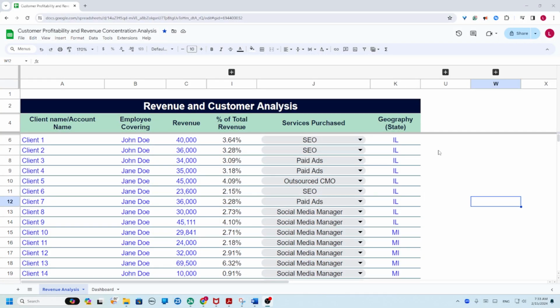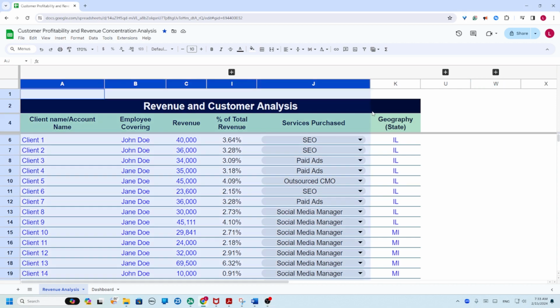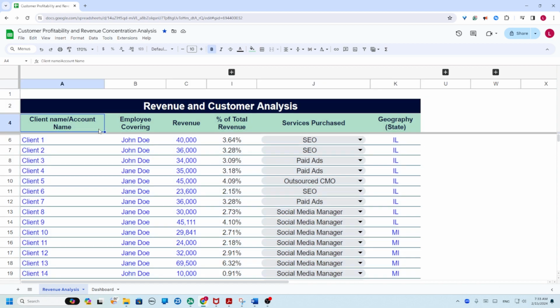Okay, usually when we look across a digital marketing agency firm, usually they have a workbook or whatever resource they use to keep track of their clients. They'll have these six pieces of information, right? The client name, the employee covering that client, the revenue the client brings, the percentage of revenue these clients represent, the service you're providing to this client, and then the geography where this client comes from or is based.